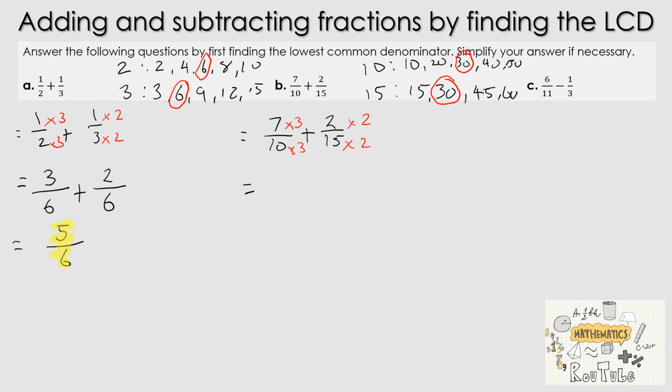Then, now, let's rewrite our fraction. So we've got 7 times 3, which is 21. And then 10 times 3, we know it's going to be 30.